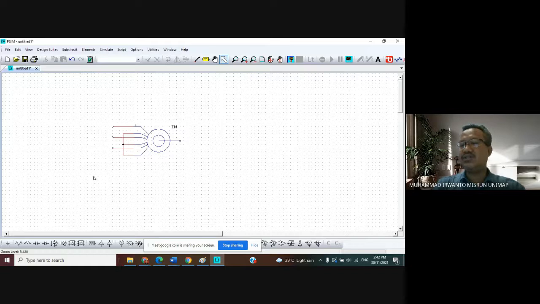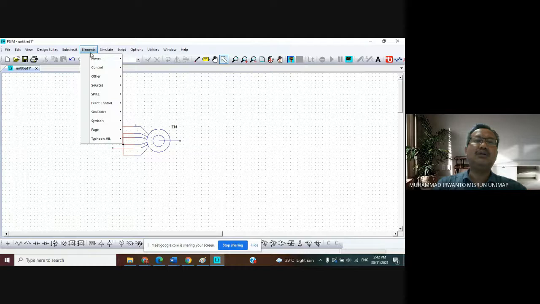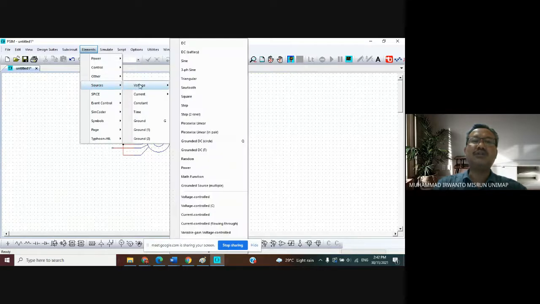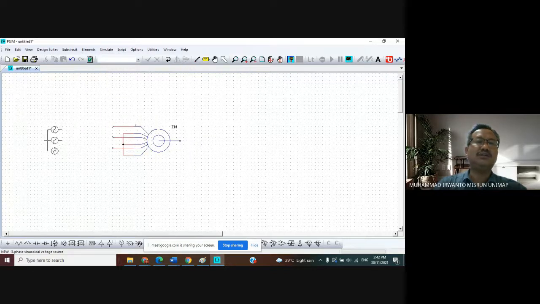This three-phase AC source can be obtained by clicking the menu element, sort the source, then source voltage, and click three-phase sine in here. I put it in here. To cut it, just click the menu bar, select. And in here, at the end of this symbol, you have to connect ground. Ground can be obtained from the menu bar, ground below. Place it here, and then you can connect here to here.